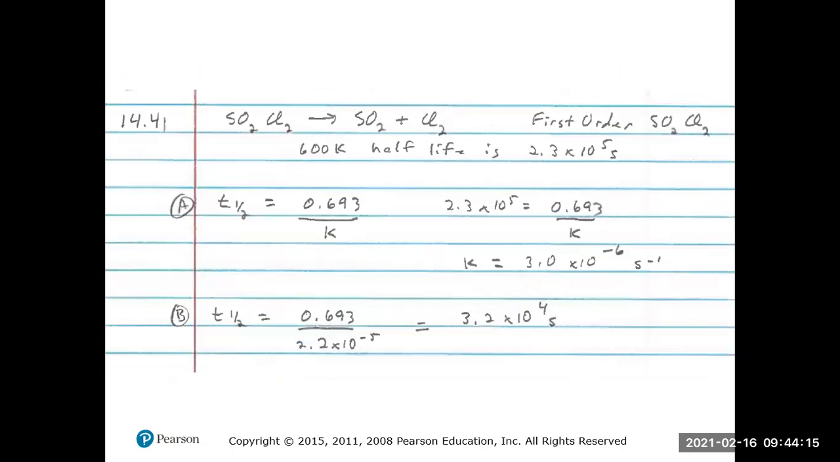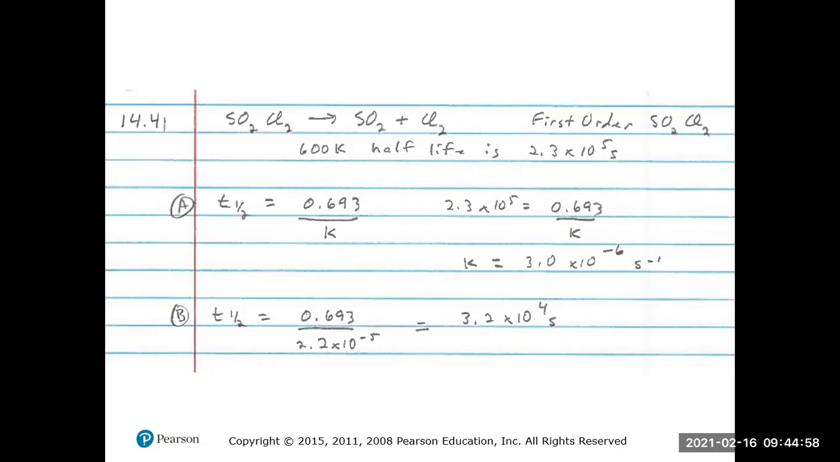Okay, let's go on to 1441 then. In 1441, we have a decomposition reaction of SO2Cl2 going to SO2 plus Cl2, and we're told that it's first order with respect to the SO2Cl2. At 600 degrees Kelvin, the half-life is 2.3 times 10 to the 5th seconds. So we're being asked, what is the rate constant at this temperature?